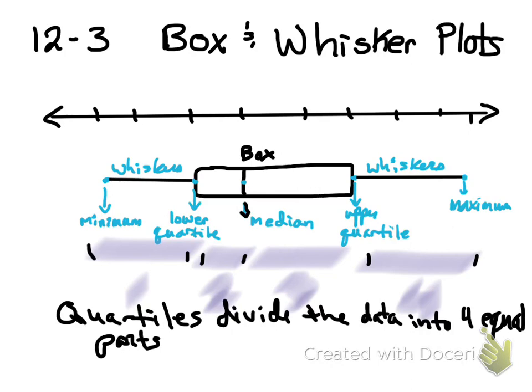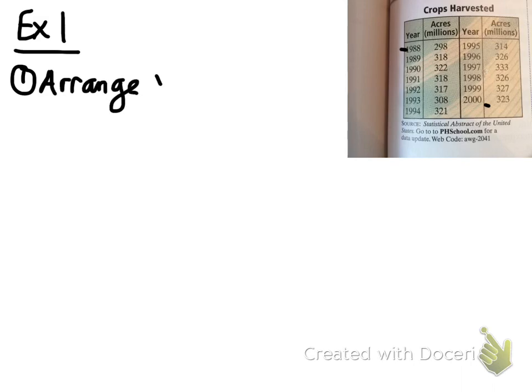So I'm going to go ahead and show you an example of how to make a box and whisker plot. This will make a lot more sense as we actually go. So over here on the right I have the United States crop harvests from 1988 all the way to 2000. How many millions of acres were harvested? So step 1, when you're making a box and whisker plot, is to arrange the data in number order, so least to greatest.